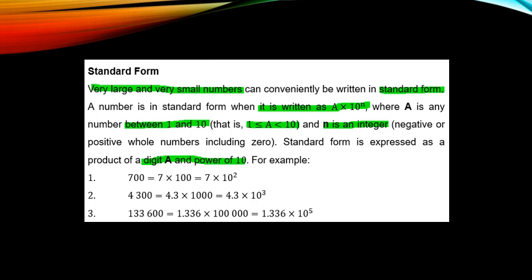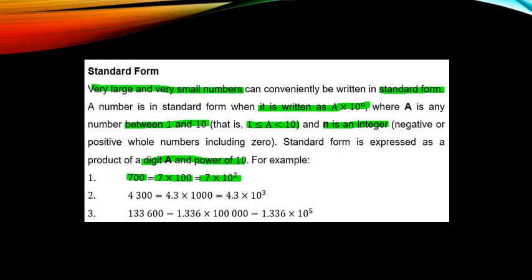For example, number 1, if you want to express 700 in standard form, for us to get the power of 10, we can factor out 100 and write it as 7 times 100. And you know 100 means 10 squared, that is 10 power 2. So you have 7 times 10 power 2. So this is the standard form equivalent of 700. You can see now a is 7 while n is positive 2.